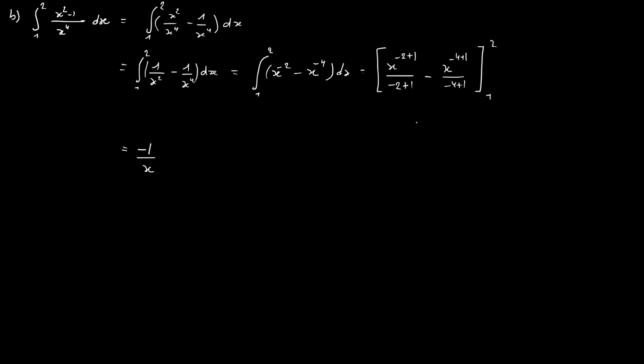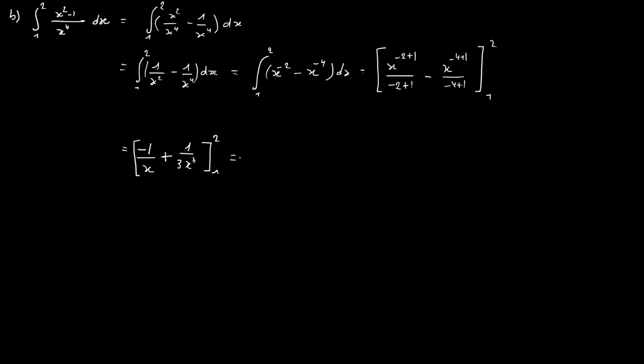Okay, then for this part, well, what do we get? We get that that's minus x to the power of negative 3 over negative 3, so it becomes plus 1 over 3x to the power of 3. Just getting rid of those negative exponents between 2 and 1. Okay, let's fill that in.